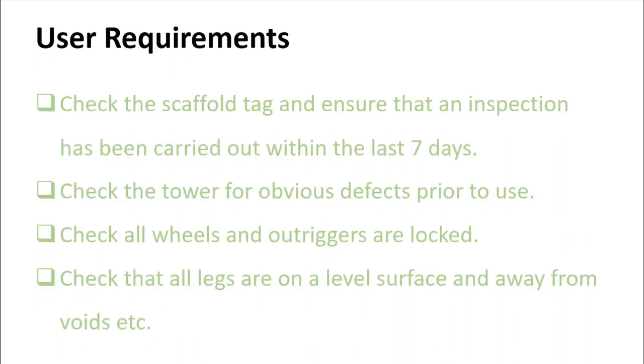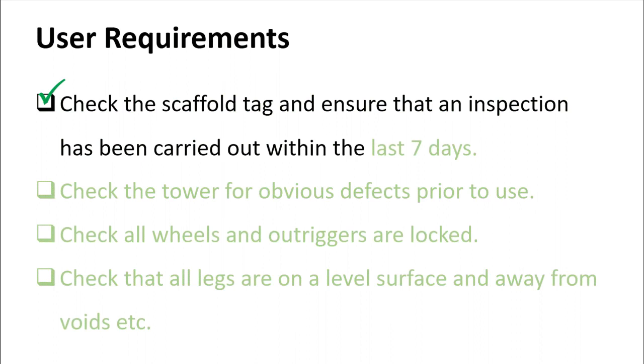User requirements. Check the scaffold. So if you are the user, you need to check the scaffold and ensure that an inspection has been carried out within the last 7 days. So you need to check if there is a tag there and it was inspected less than 7 days ago, or maximum 7 days. If it is already 8 days, then you need to call the supervisors or the scaffolding team so that they can inspect the scaffold and update the inspection tag of the scaffolding.